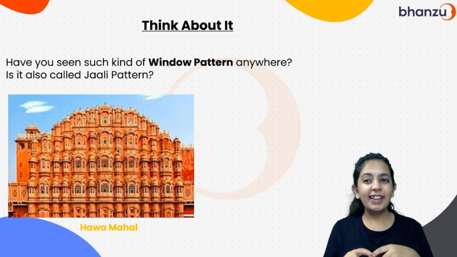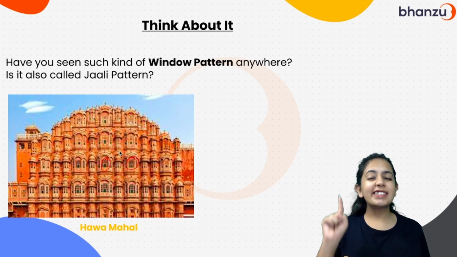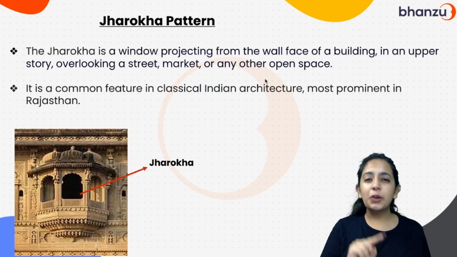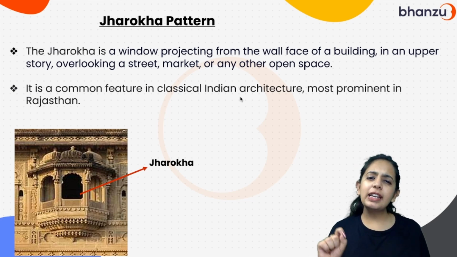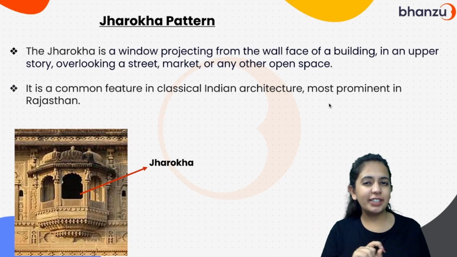This is Hawa Mahal. Is it also a jali pattern, these windows over here? No, my dear, this is not a jali pattern. This is actually called a jharoka pattern because these are windows. A window projecting from the wall faces of the building. It is commonly featured in classical Indian architecture, most prominent in Rajasthan, as I said.